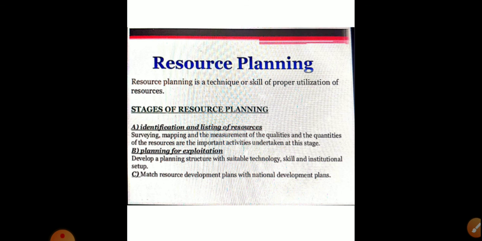Fine. Second stage, that is evolving a planning structure endowed with appropriate technology, skill and institutional setup for implementing the resources development plan. This is second. Planning for exploitation. हम exploitation की जो प्लानिंग है उसको हम पहले से करते हैं कि किस तरीके से, किन टेक्नोलॉजी और स्किल्स के थ्रू, किन इंस्टीट्यूशनल सेटअप्स के थ्रू हम इसको डेवलप कर सकते हैं, हम क्या क्या इम्प्लीमेंटेशन कर सकते हैं, उसके बारे में हम प्लान करते हैं.